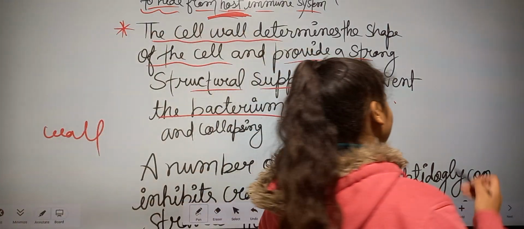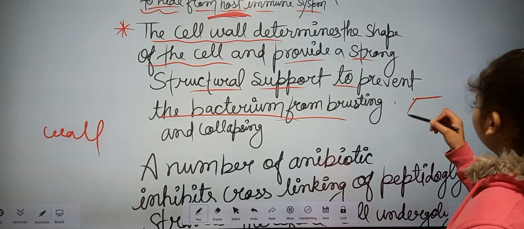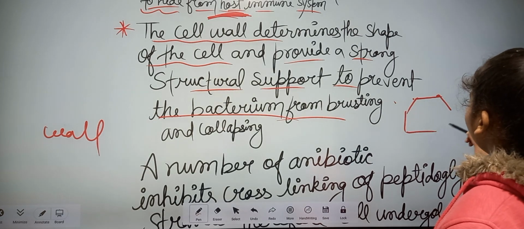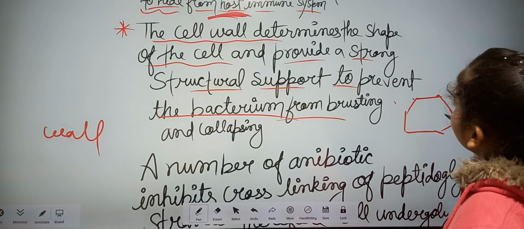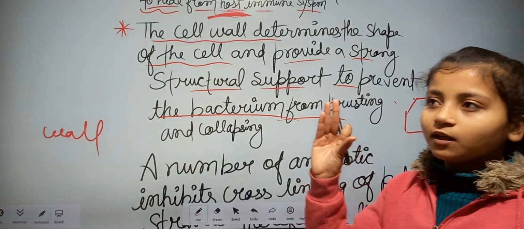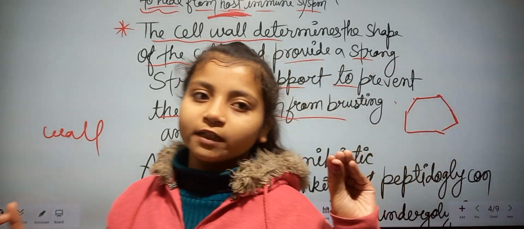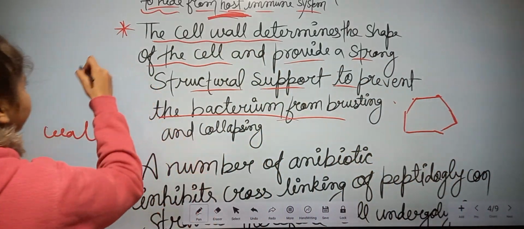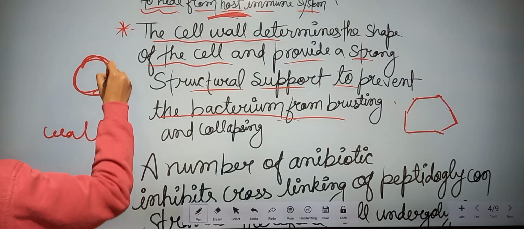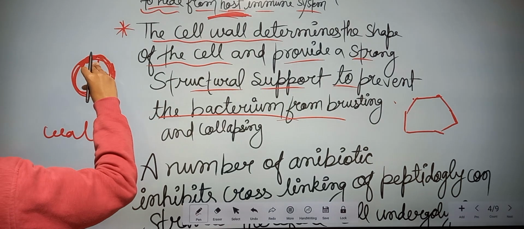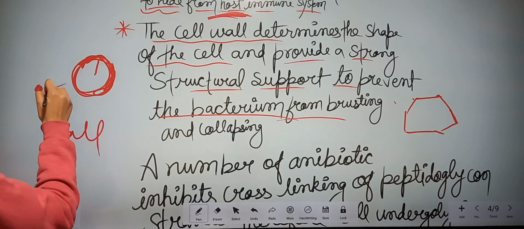It means the cell wall is the hardest thing, and if the cell wall is not in the cell, it can collapse. It means the cells can stick together like this. If the cell is like this, and after some time the cell wall is not present in this cell, it can collapse into a small one like this.